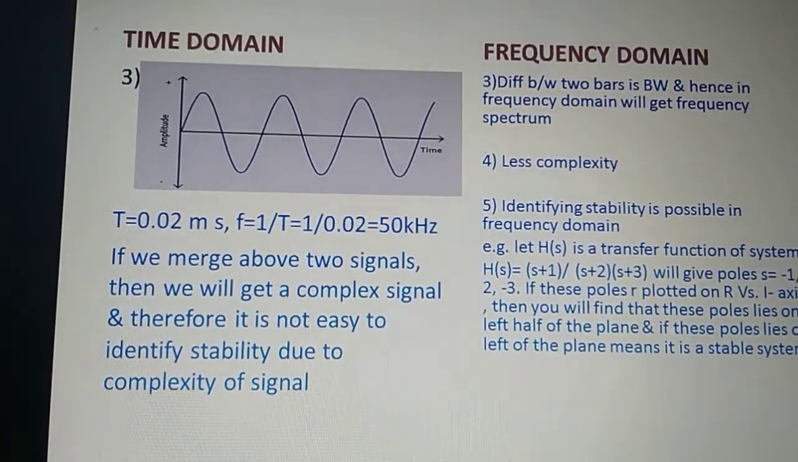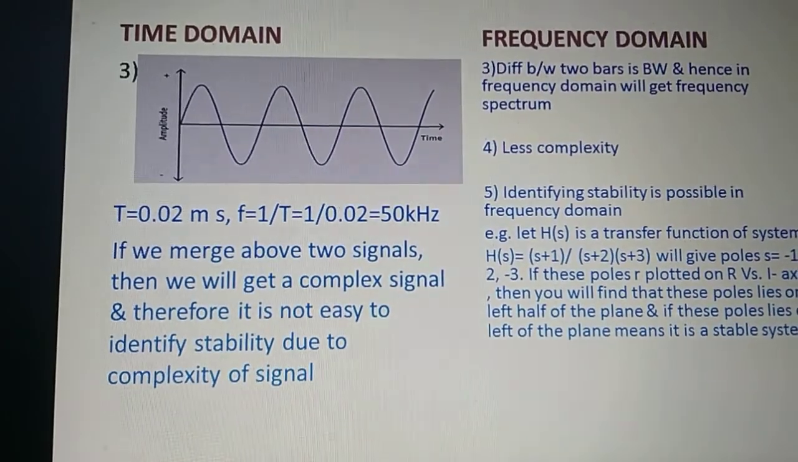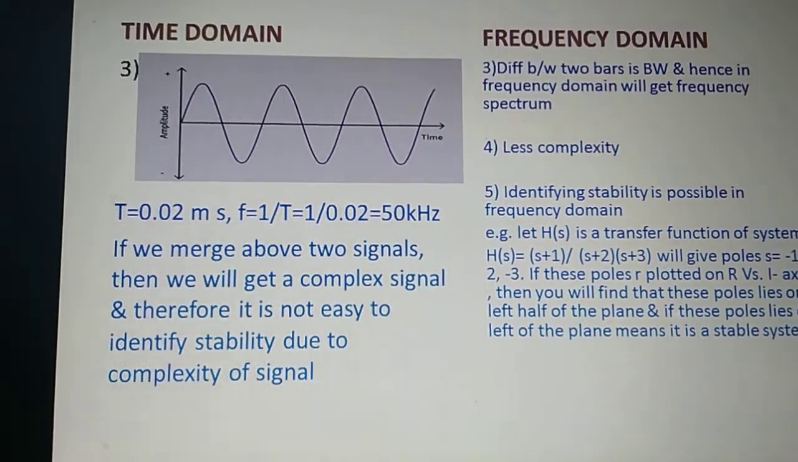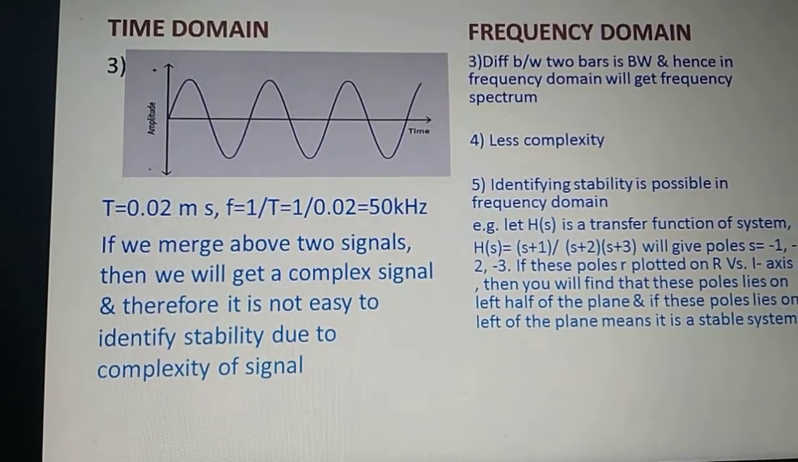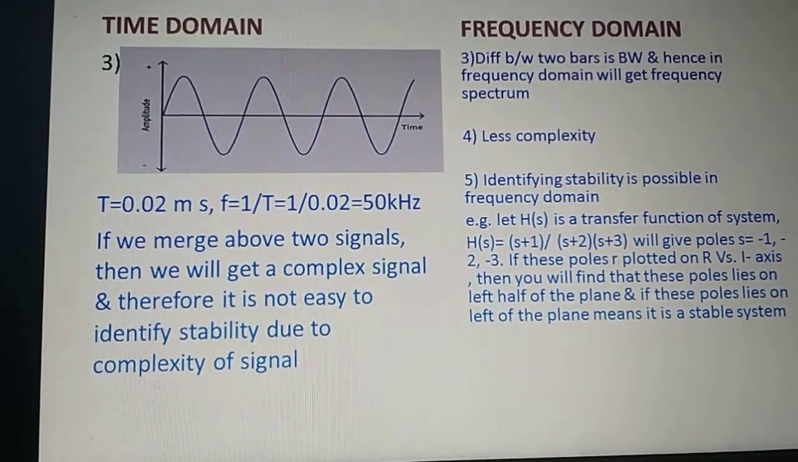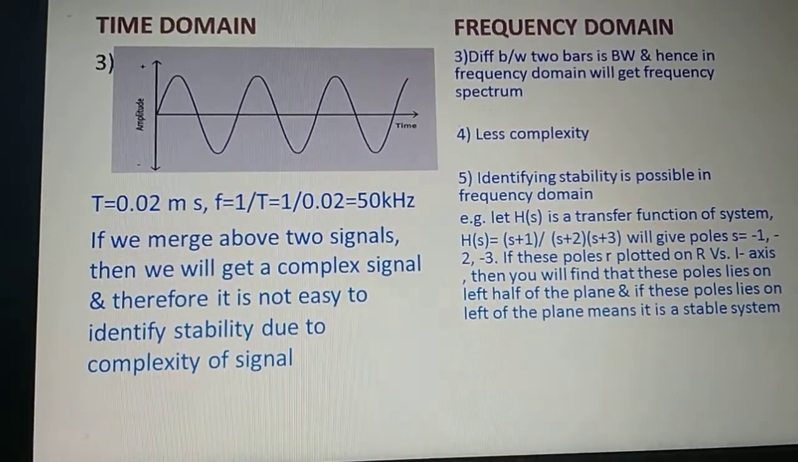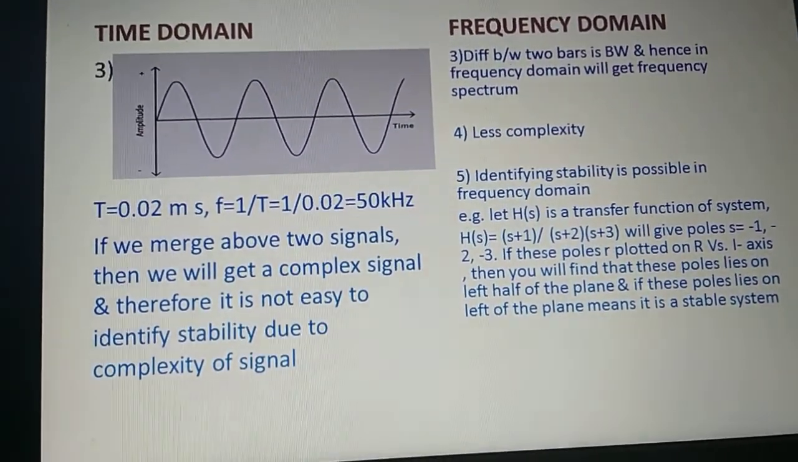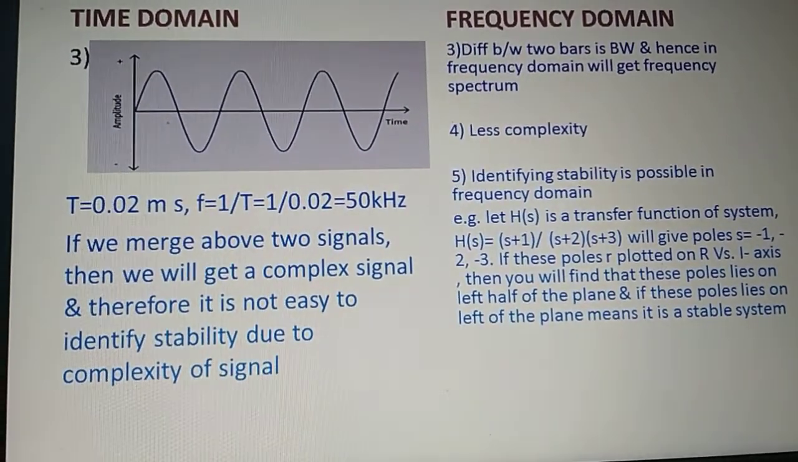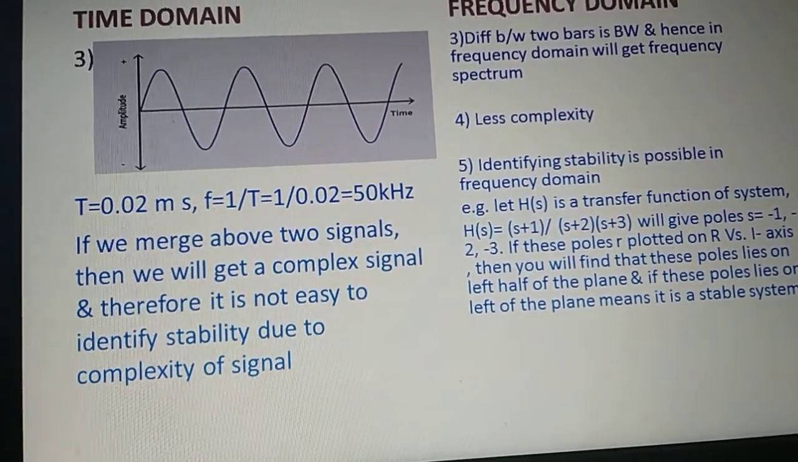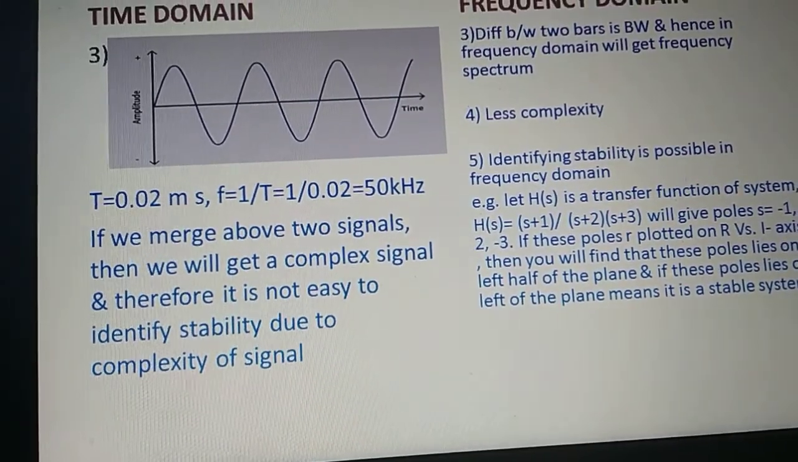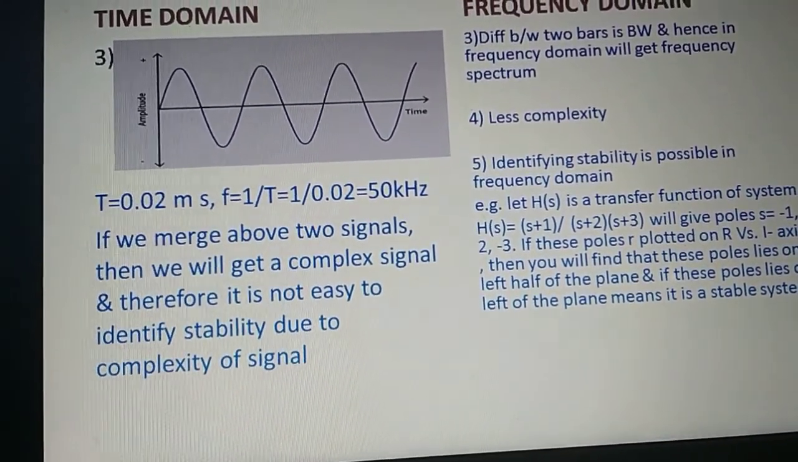Now one more example of the same kind. This is again a sine wave plotted for time against amplitude, but the time period is changed. Now the time period T equals 0.02 millisecond. In the earlier case, the time period was 0.04 millisecond. Now the time period is half, so if you decrease the time period to half, its frequency will get doubled. If you do these calculations, you will get the frequency equal to 50 kilohertz.